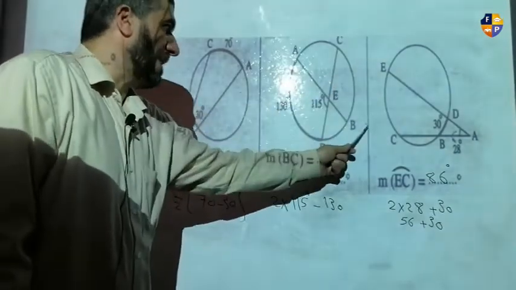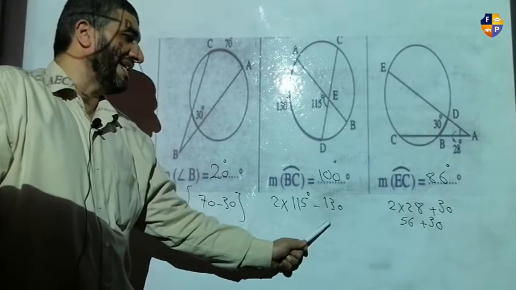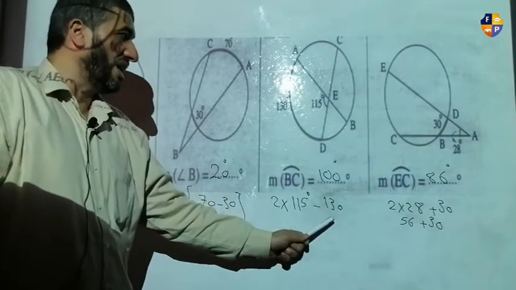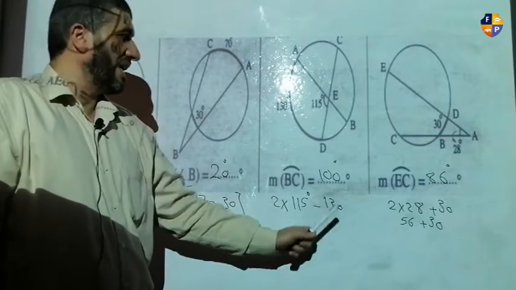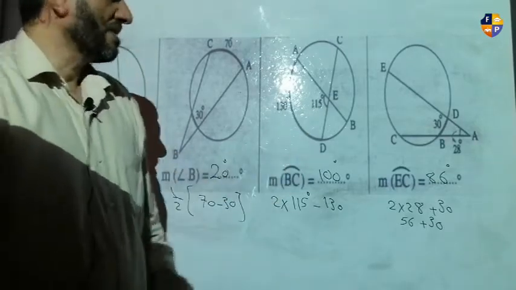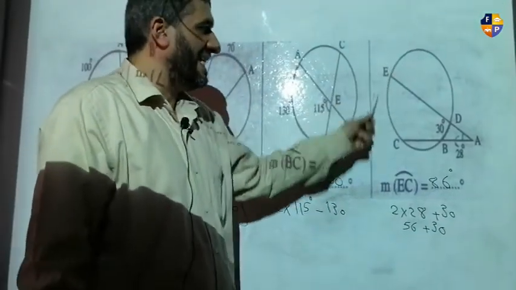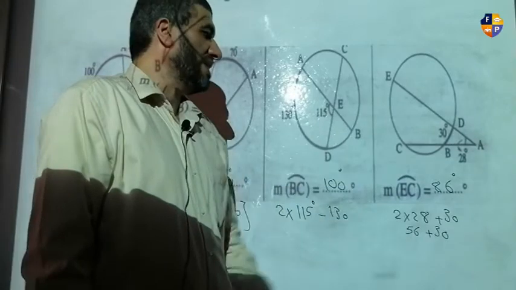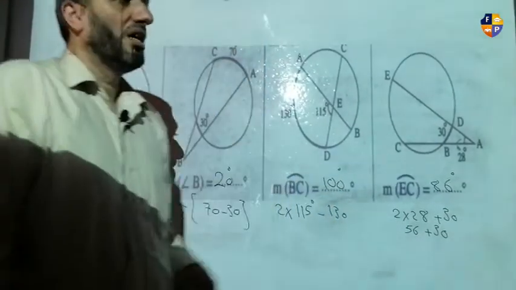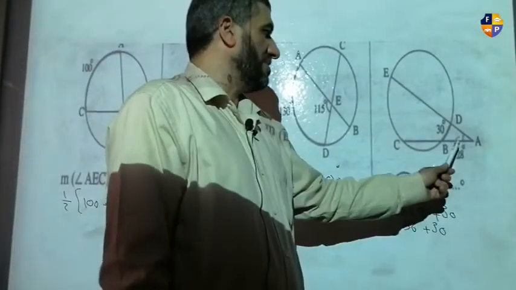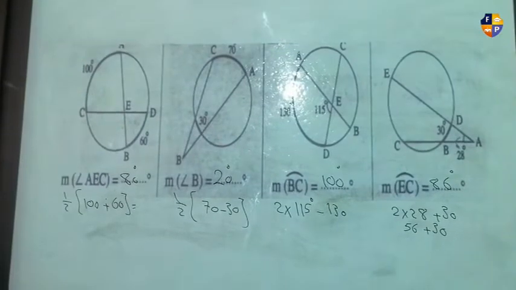In these figures, find the arc BC. BC is one arc: twice the angle minus the other arc. Number four, find the measure of arc EC. Arc EC equals twice the angle plus 30, from the other rules.